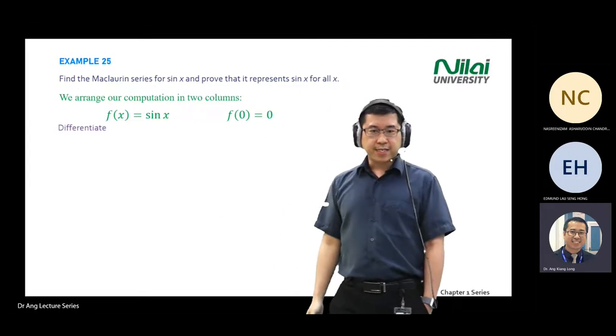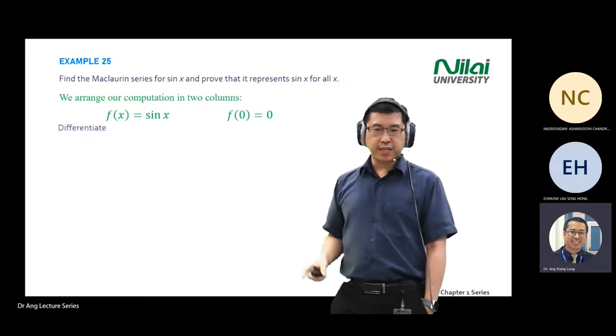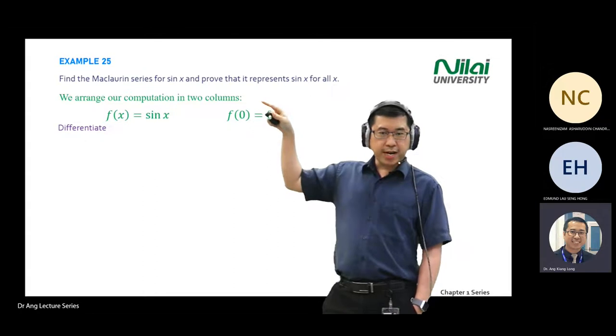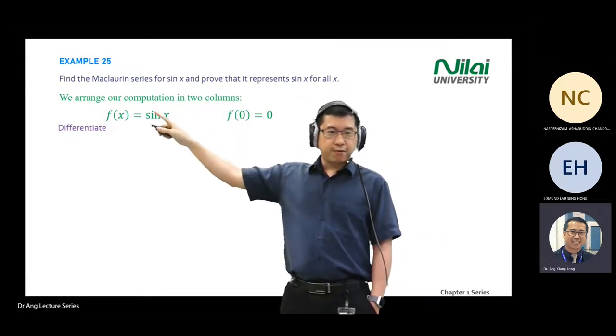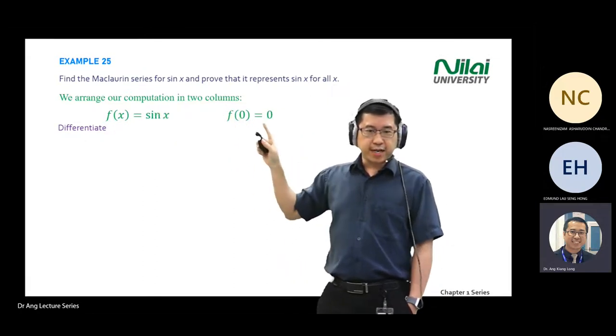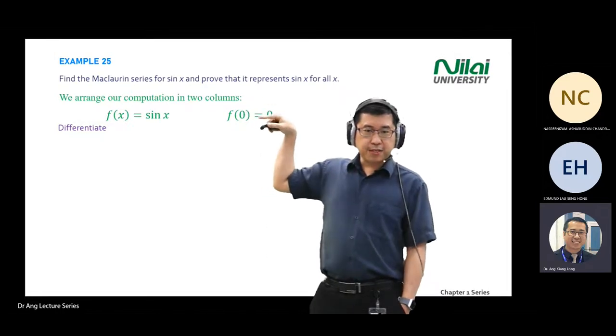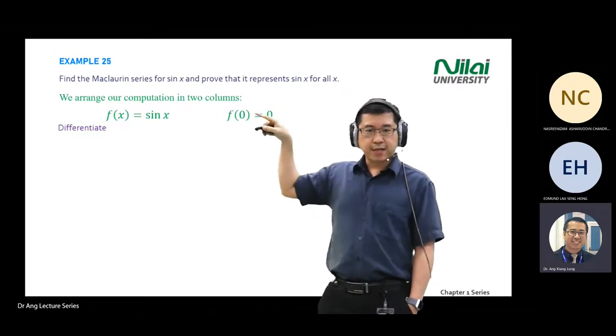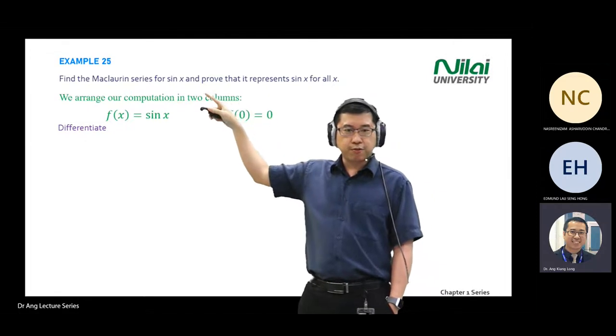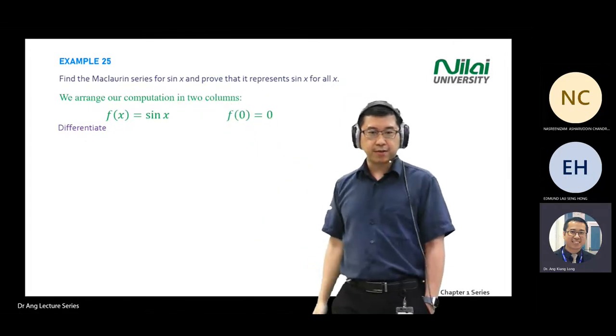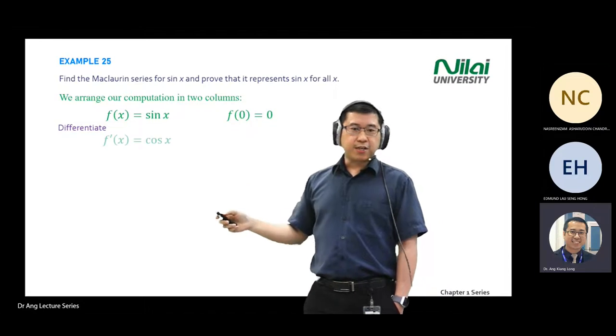Now, the next steps, you start differentiating. First steps, you write two columns and you write function equal to what? And then you substitute 0. This is the first steps. So these steps give you 1 to 2 marks if the question asks you to solve for Maclaurin series or Taylor series. Then you start differentiating.